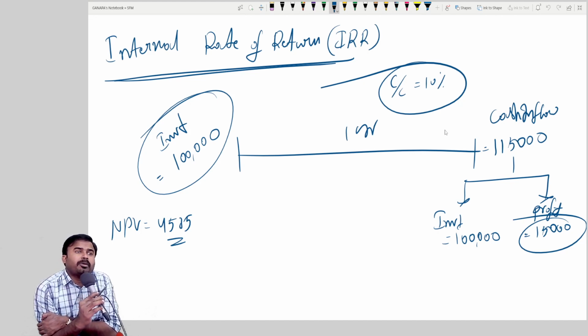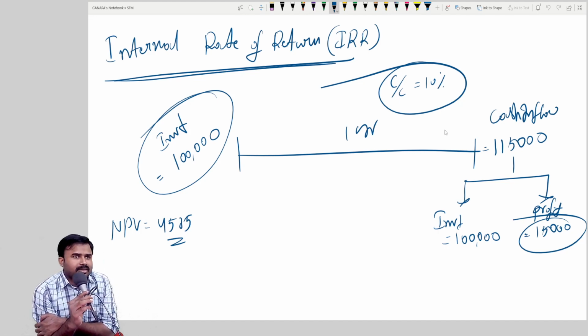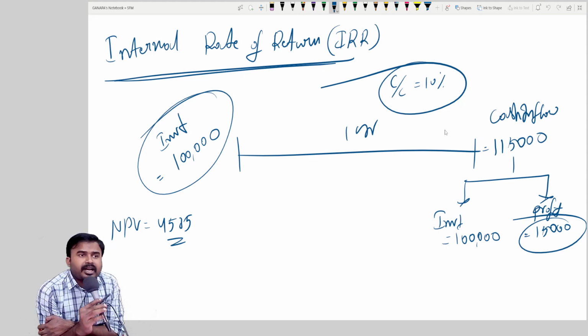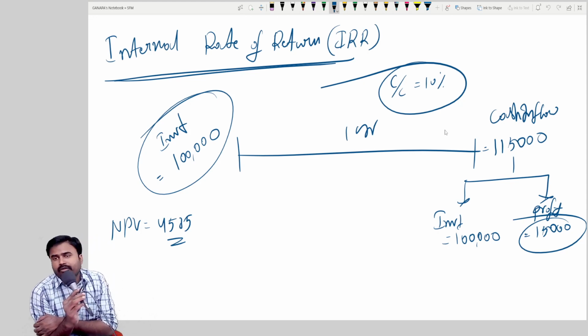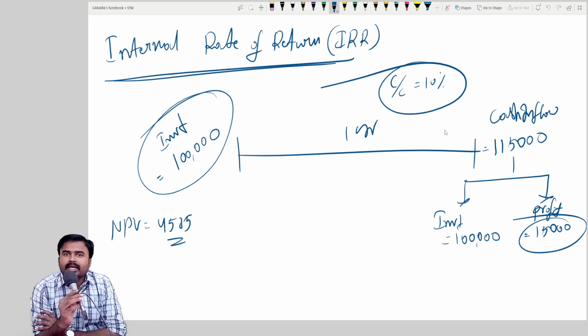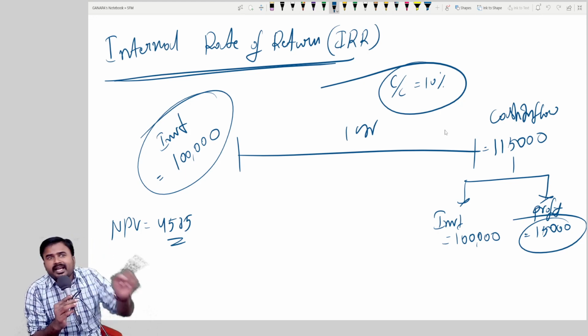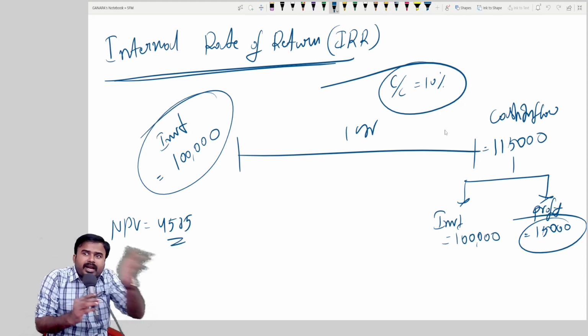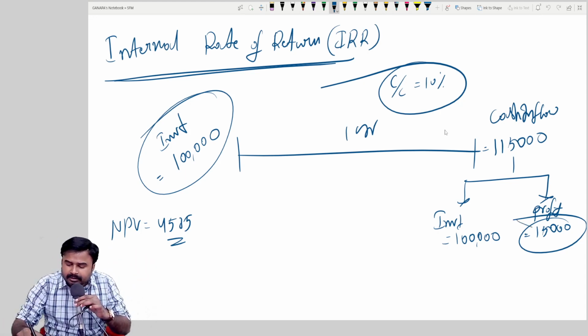Can I remove such profit from the future cash inflows? Yes. Can I remove such internal rate of return, that means IRR, from the future cash inflows? Yes, by discounting. If I discount the future cash inflows at IRR, then the profit will be eliminated, right? This profit will be eliminated.